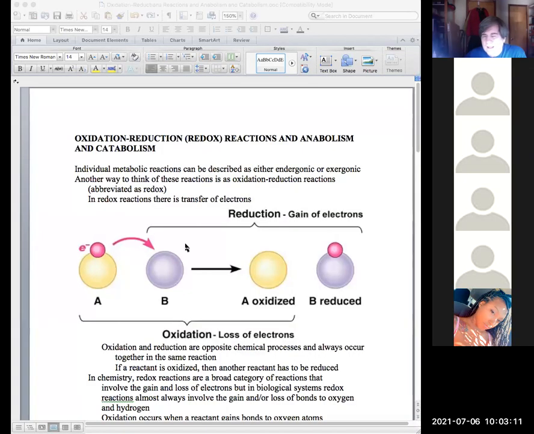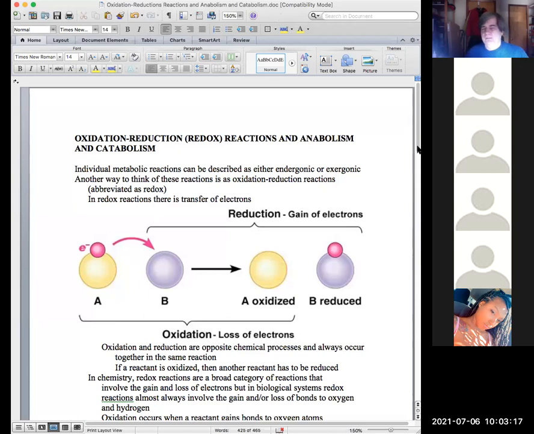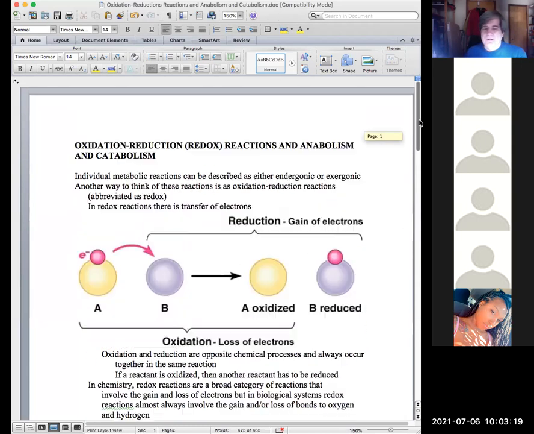So we're going to start recording again, and we're going to look at a different way to think about metabolic pathways. We're going to look at two types of things here. We're going to look at something called oxidation reduction reactions, and we're going to look at anabolism and catabolism.